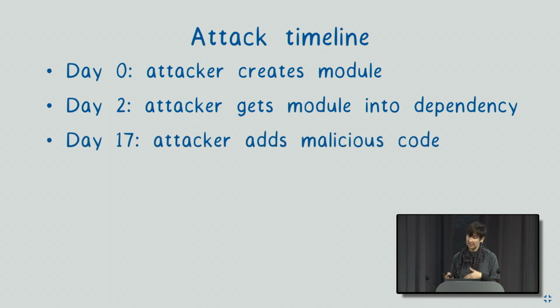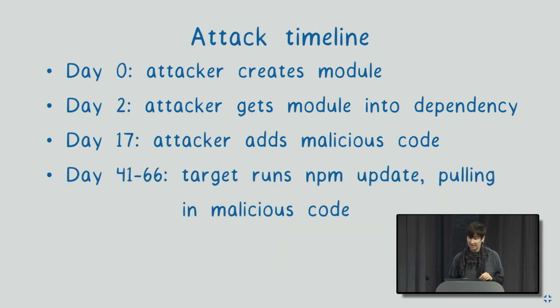About 2 weeks later, the attacker added the malicious payload to their own module, to Electron Native Notify. And about a month later, a new version of the app was cut, and that pulled in all of the wallet app's dependencies and all of the dependencies of those dependencies. So that's how Electron Native Notify got into the wallet app.